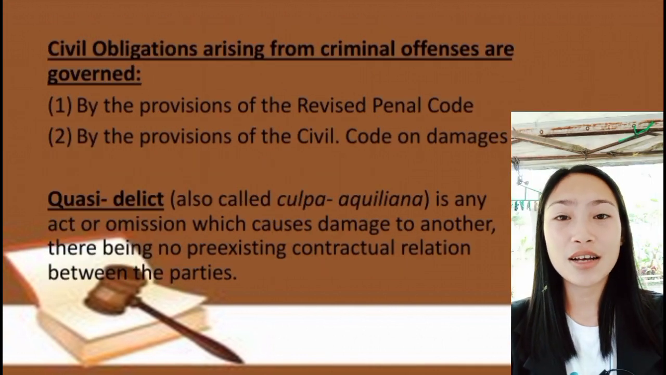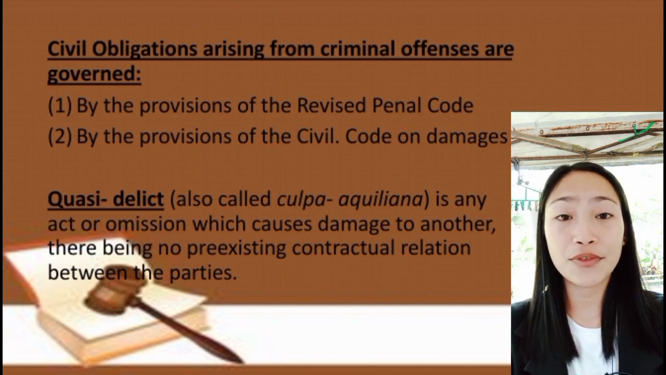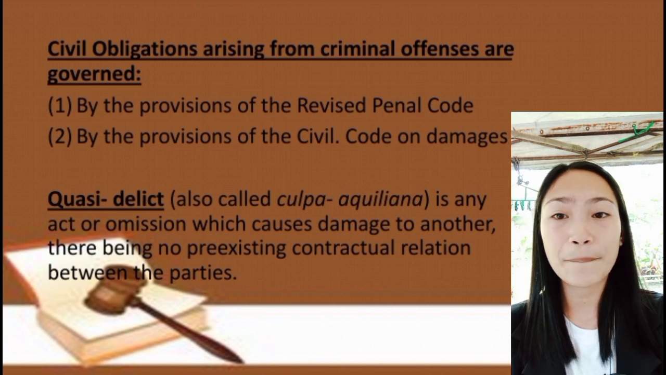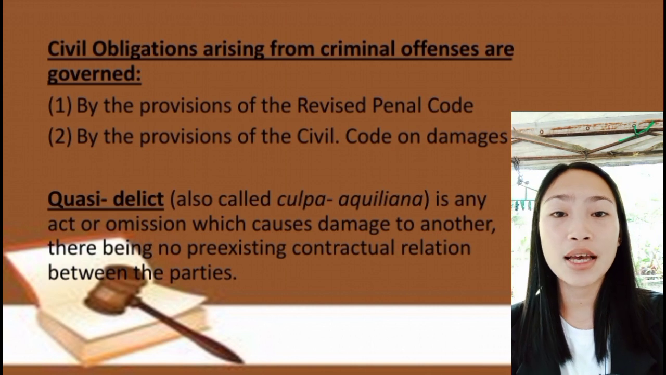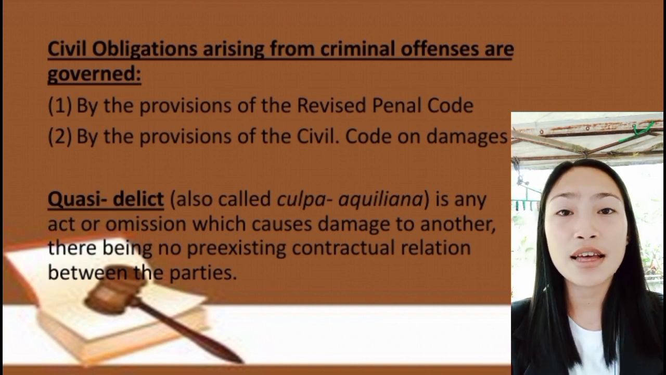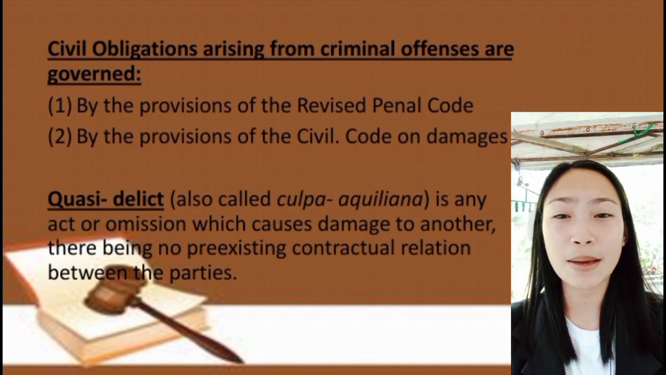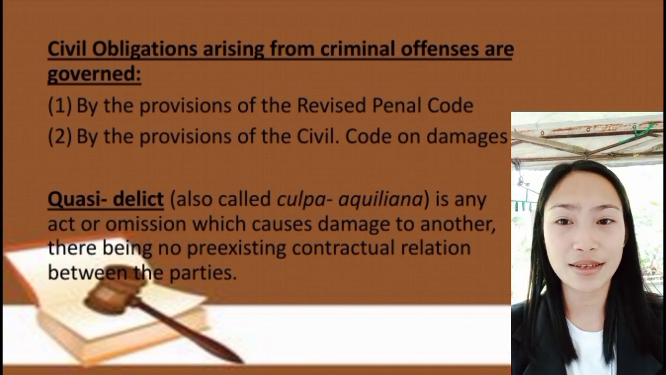Civil obligations arising from criminal offenses are governed, first, by the provisions of the Revised Penal Code, for example, restitution, reparation of the damage caused, and indemnification of consequential damages. Second, by the provisions of the Civil Code on damages, for example, moral, exemplary, and nominal damages.